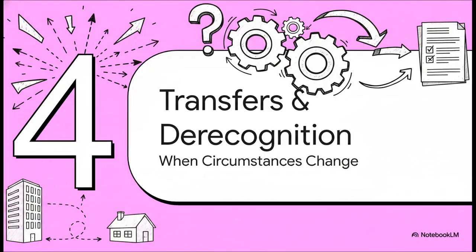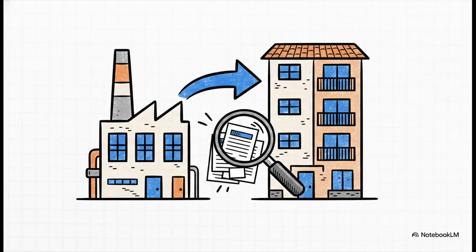Section 4. Transfers and derecognition. Basically what happens when circumstances change. The standard is absolutely relentless here. You cannot just shuffle assets between categories on a whim to make your balance sheet look a little better. A transfer to or from an investment property is allowed only when there is a genuine evidence-backed change in how the property is actually being utilized in the real world.